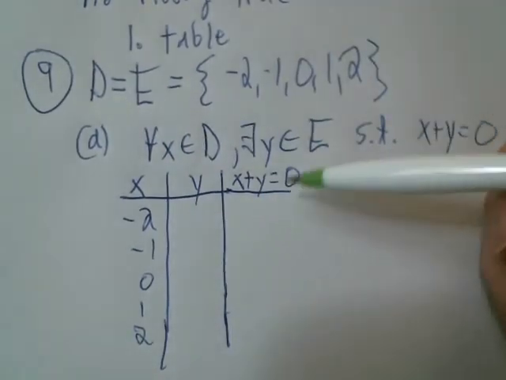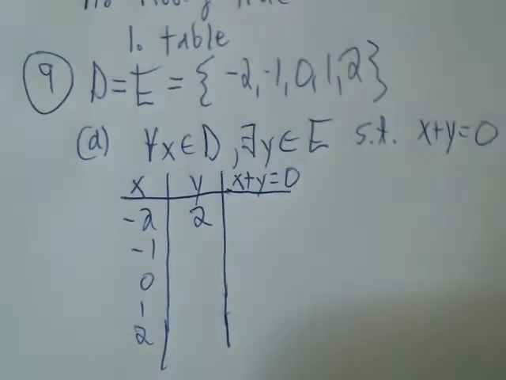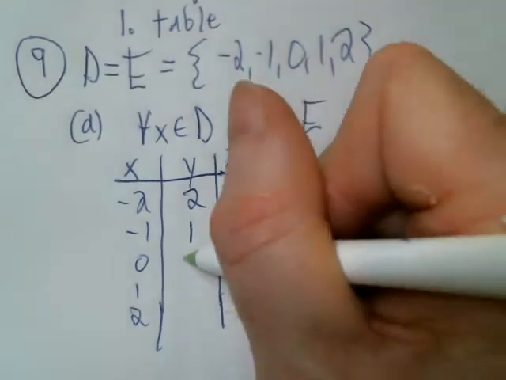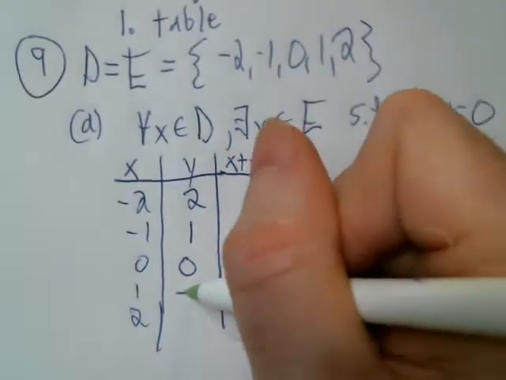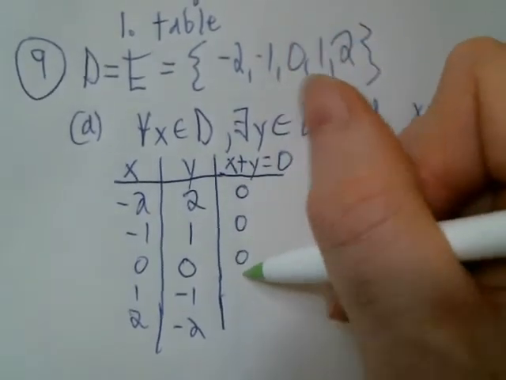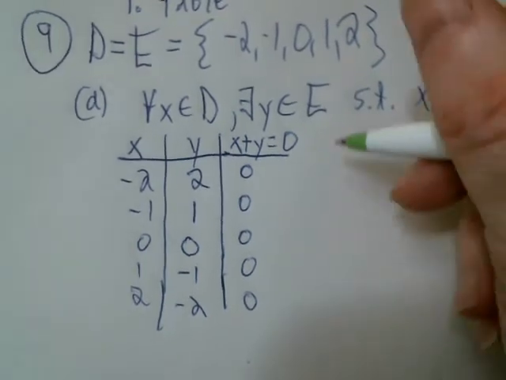So you find the corresponding y value: -2 and 2, the additive opposite, -1 and 1, 0 and 0, 1 and -1, 2 and -2. Okay, and in each case, those will add to 0. And so this is true by method of exhaustion.